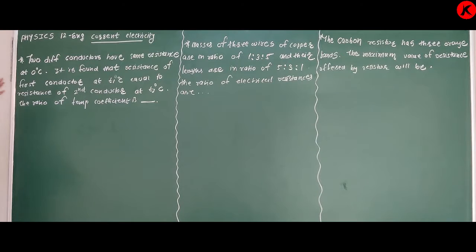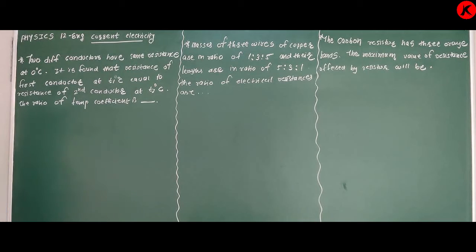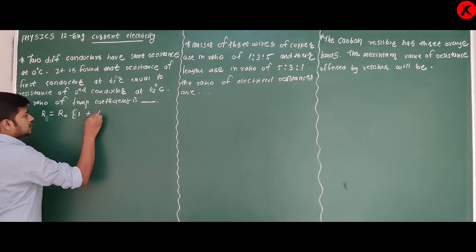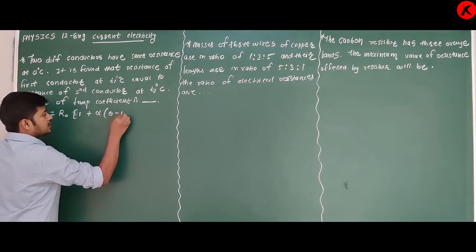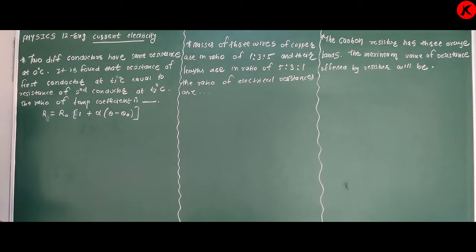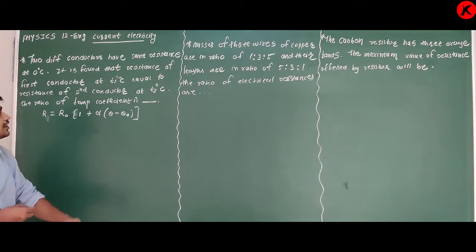First of all, out of this data, you have to identify which equation to use. We have to use this equation: R is equal to R0 [1 plus alpha (theta minus theta 0)], where theta 0 is called the reference temperature, R0 is the resistance at this reference temperature, and R is the resistance at the given temperature.